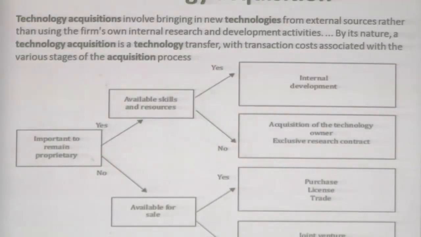Technology acquisition. What is acquisition? Normally companies acquire some other company. So, technology-wise, technology acquisition involves bringing in new technologies from external sources. So, new technologies will be brought into the organization from external sources, that is technology acquisition, as opposed to using the firm's own internal research and development activity. By its nature, a technology acquisition is a technology transfer with transaction costs associated with the various stages of the acquisition process.